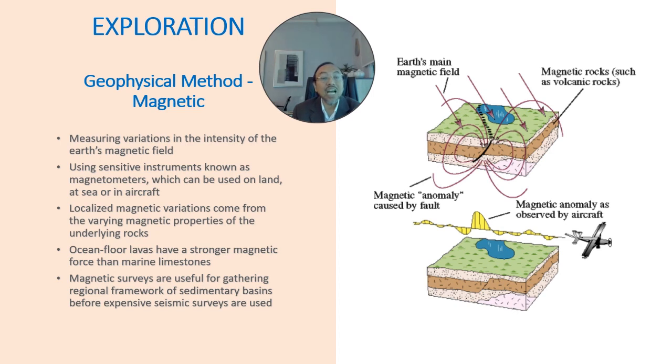Magnetic surveys are useful for gathering the regional framework of a sedimentary basin before expensive seismic surveys are used. The magnetic method employs a magnetometer to passively measure Earth's magnetic field at points along the Earth's surface. Anomalies in magnetic data can indicate the presence of subsurface zones with high magnetic susceptibility, and those can be used for site characterization.